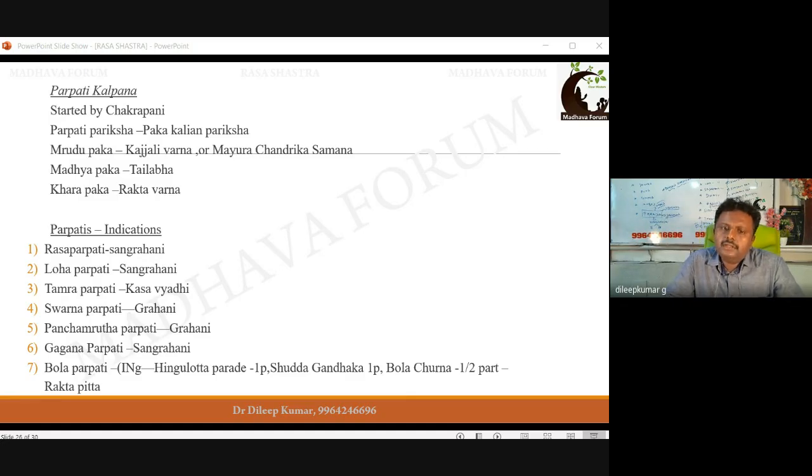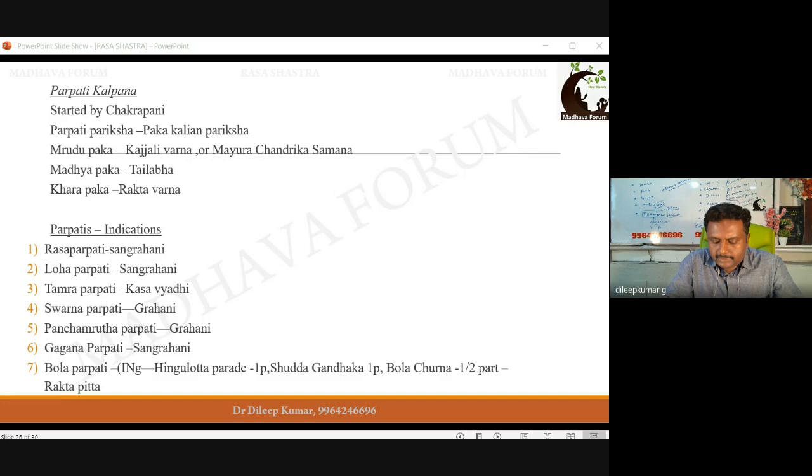We can also use it in urinary tract infection, urinary calculi. In that case, we can use Shweta Parpati. Shweta Parpati is also known as Kshara Parpati or Shubhra Parpati.